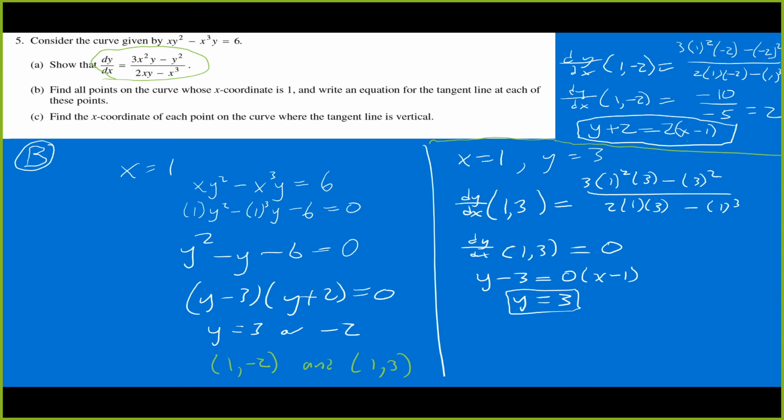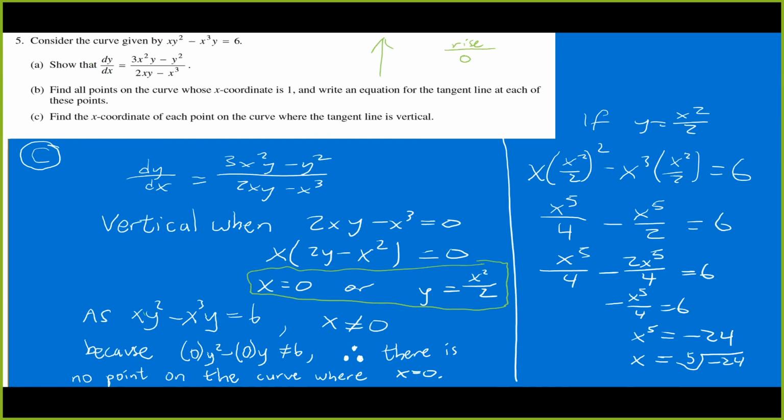Alright, same thing for the other point. Subbing x is 1 and y is 3 into our equation for the derivative to get our slope. On top I've got 9 minus 9, on bottom I've got 6 minus 1, so that's 0 over 5, which is 0. So my slope is 0, and if I plug that into my tangent line equation, everything on the right side cancels, so I get y equals 3.